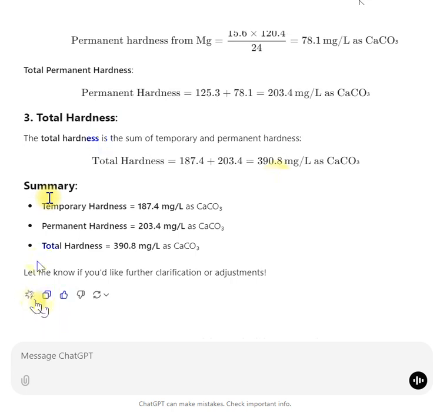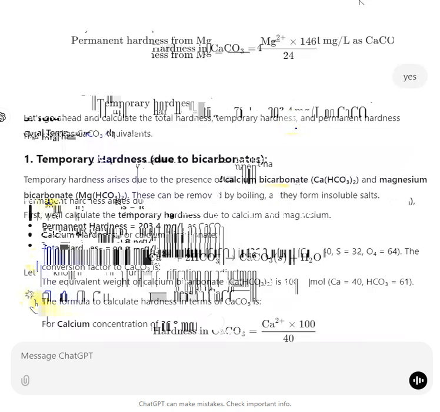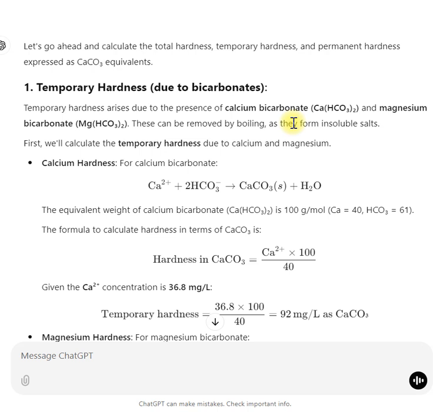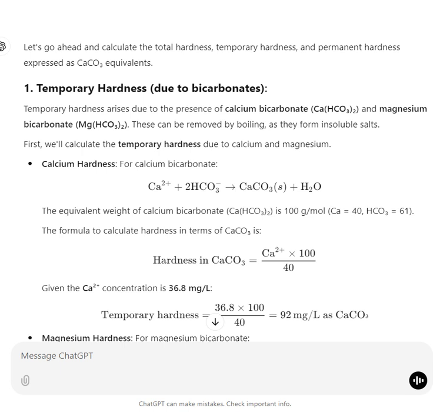Let's go ahead and calculate the total hardness, temporary hardness, and permanent hardness expressed as CaCO3 equivalents. Question 1. Temporary hardness due to bicarbonates. Temporary hardness arises due to the presence of calcium bicarbonate, Ca(HCO3)2, and magnesium bicarbonate, Mg(HCO3)2. These can be removed by boiling, as they form insoluble salts. First, we'll calculate the temporary hardness due to calcium and magnesium.